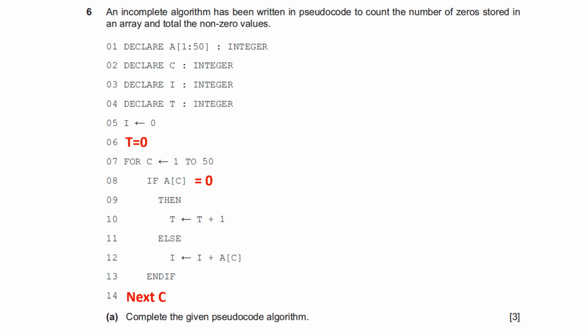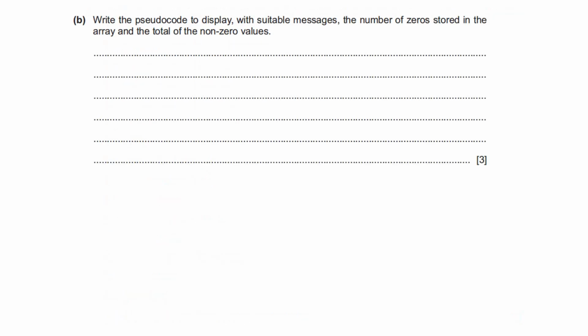And next c. If you start with for, then it must be terminated, ended with a next statement, which in this case is next c. Complete the given pseudocode algorithm, and I have completed this.